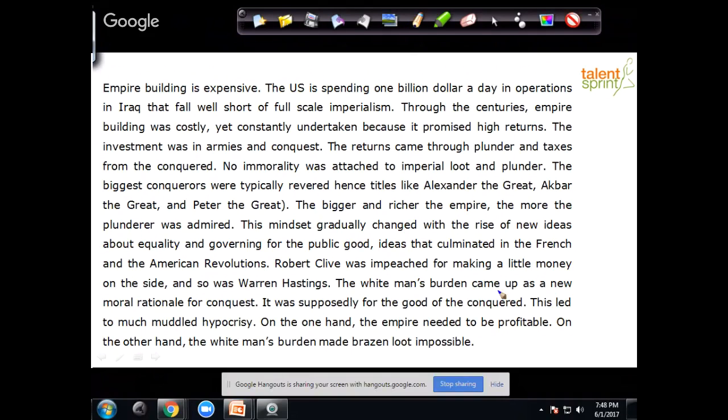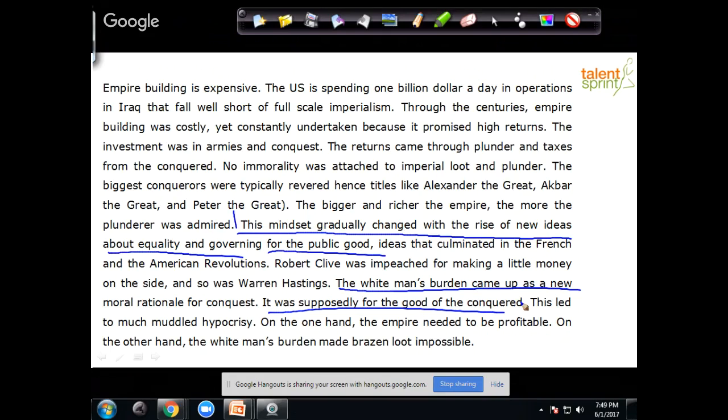So the white man's burden came up as a new moral rationale for conquest. In and around the context, I'm just going to quickly read. So this mindset gradually changed with the rise of new ideas about equality for the public good. And that's how the white man's burden came up. So public good is there. So that is the reason, so it is not the answer. It was supposedly for the good of the conquered.